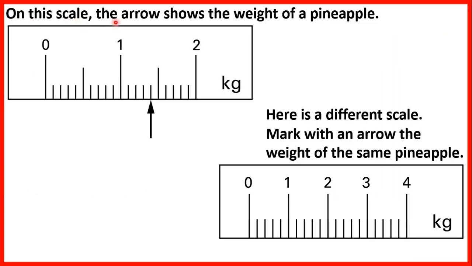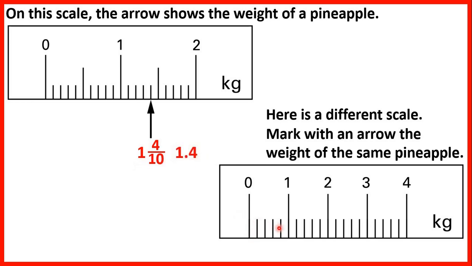On this scale, the arrow shows the weight of a pineapple. Here is a different scale. Mark with an arrow the weight of the same pineapple. So on this scale, we can see that to get from 0 to 1, we have 10 lines. So each of these little lines is 1/10. So if we have 4 little lines after 1, that's 1 4/10, or 1.4.